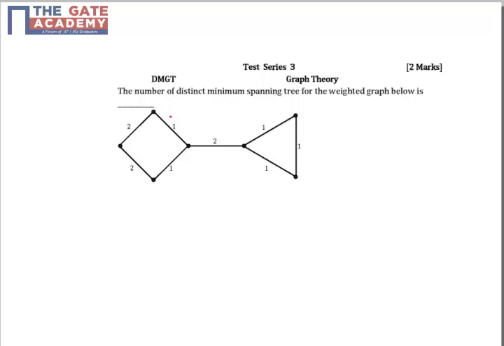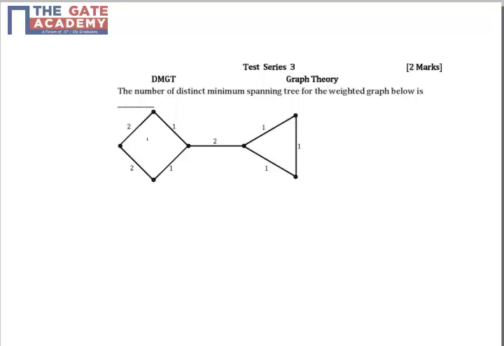Okay. So what is asked is we have to find the number of minimum spanning trees for a simple connected weighted graph. This is the given graph and we have to find the number of minimum spanning trees. Because there are multiple edges with the same weights, there is a possibility that there may be more than one minimum spanning tree. So let's try to find the number of minimum spanning trees.